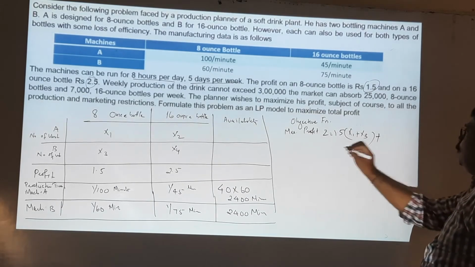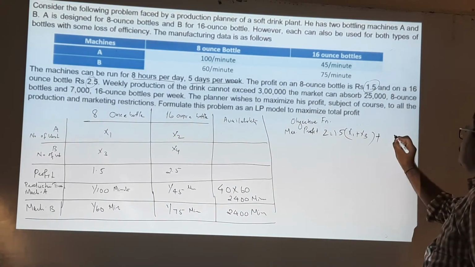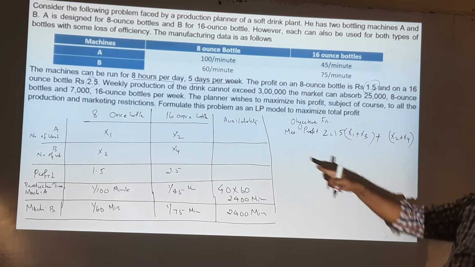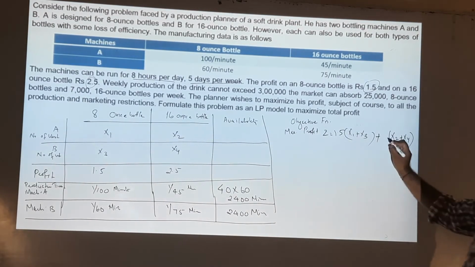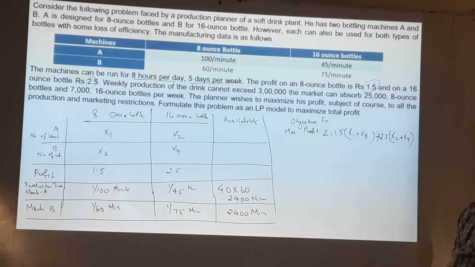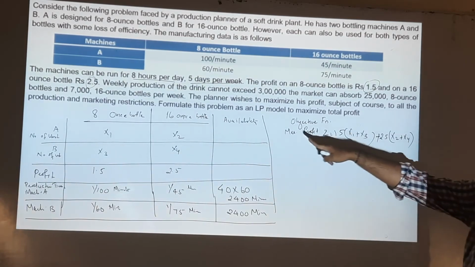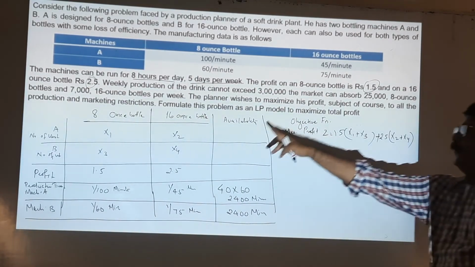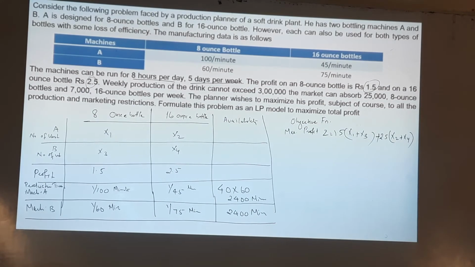Plus you have how many units of 16 ounce? X2 plus X4. And then you have to multiply by 2.5. Why? Because for 1 unit of 16 ounce bottle, the profit is 2.5. So X2 plus X4 is the total number of 16 ounce bottles manufactured. So it is 2.5 into X2 plus X4.